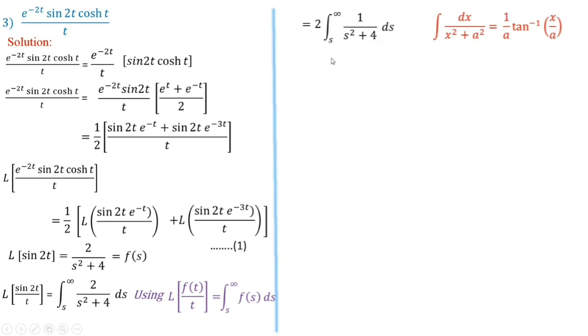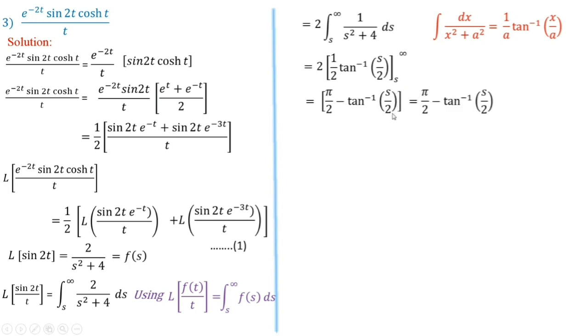Then we get integration here: 2 into integration of this term is 1 upon 2 into tan inverse of s upon 2, limit from s to infinity. Here 2 gets cancelled. Then substitute the upper limit: tan inverse of infinity, and the value of tan inverse of infinity is pi by 2. Minus substitute the lower limit, then we get tan inverse of s upon 2. This is equal to pi by 2 minus tan inverse of s upon 2.